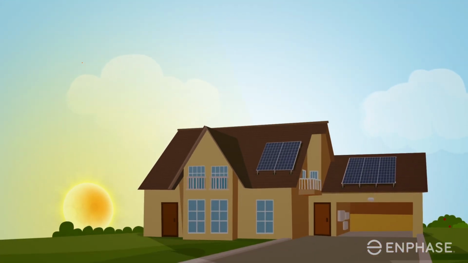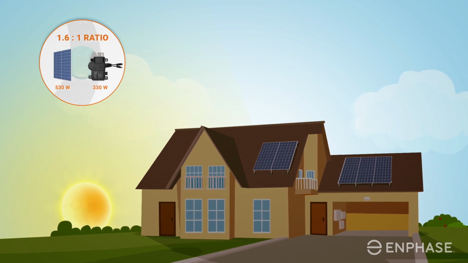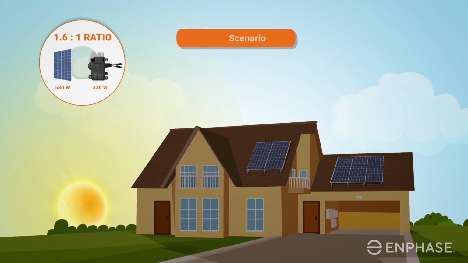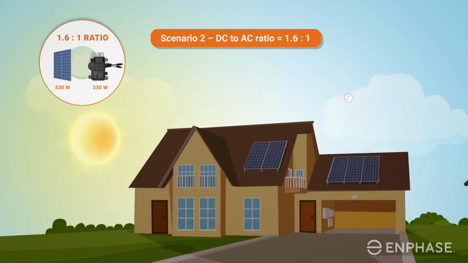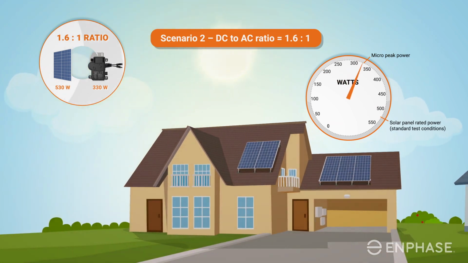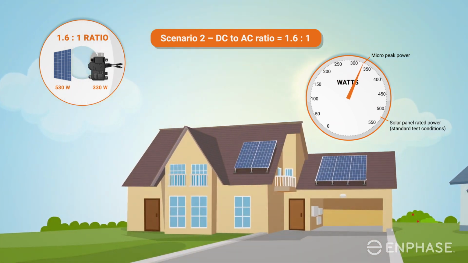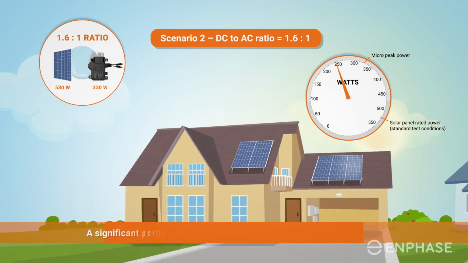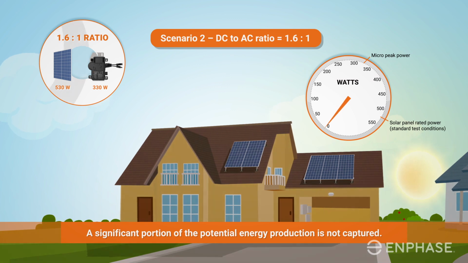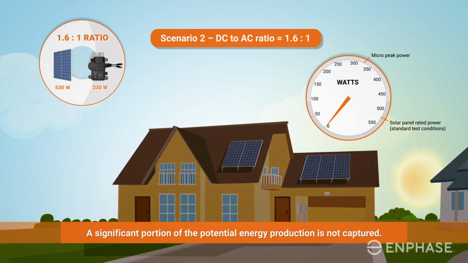With this pairing, the rated power of the solar panel is much higher than the peak power rating of the microinverter. This is a 1.6:1 ratio. With such a high ratio, the microinverter reaches its maximum power output frequently and throughout most of the year. A significant portion of the potential energy production is not captured. This too is a poor pairing choice.